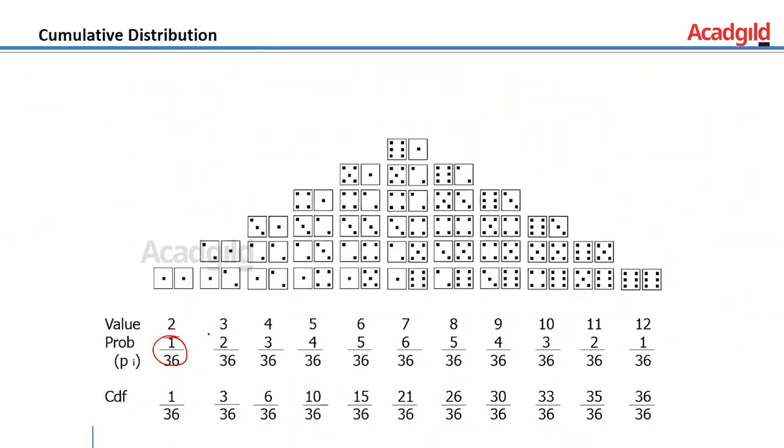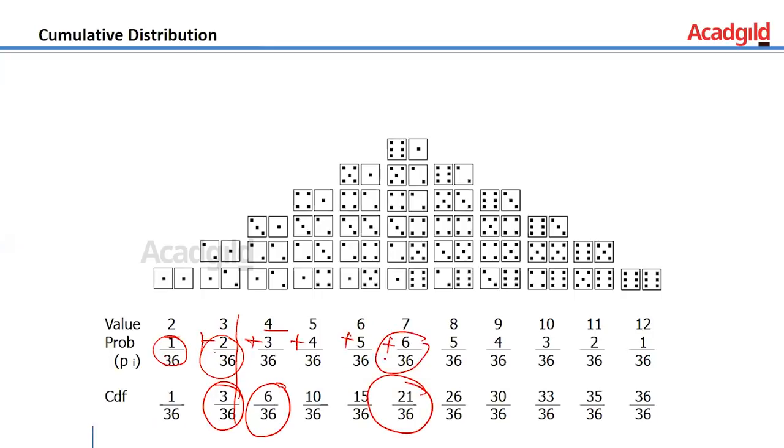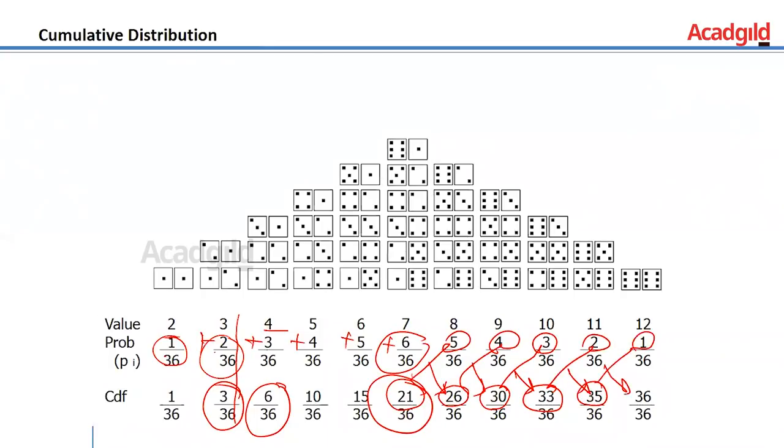The probability of getting 2 is 1 by 36, 3 is 2 by 36, so the cumulative distribution function of 3 is 1 plus 2 by 36, which is 3 by 36. For getting 4, I add all this up, so 3 plus 2 plus 1 is 6 by 36. For getting 7, 6 plus 5, 11, plus 4, 15, plus 3, 18, plus 2, 20, plus 1, 21 is 21 by 36. This 21 plus this 5, 26 by 36. This 26 plus this 4, 30 by 36. This 30 plus this 3, 33 by 36. This 33 plus this 2, 35, and the last one, 35 plus 1, 36 by 36 equal to 1. Okay, and what do all these probabilities add up to? This plus this plus this, that is also 1.